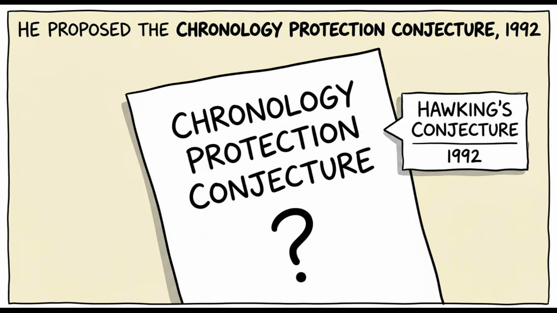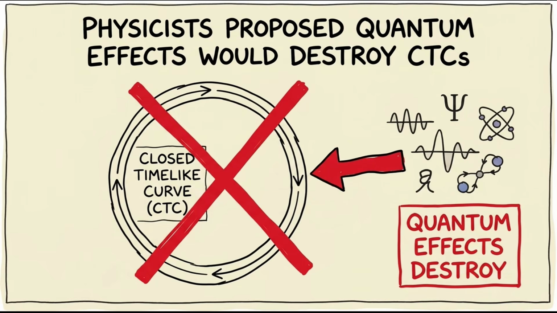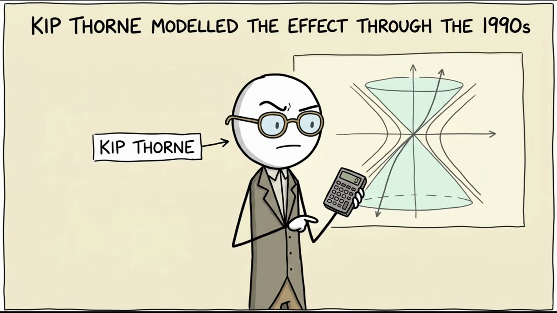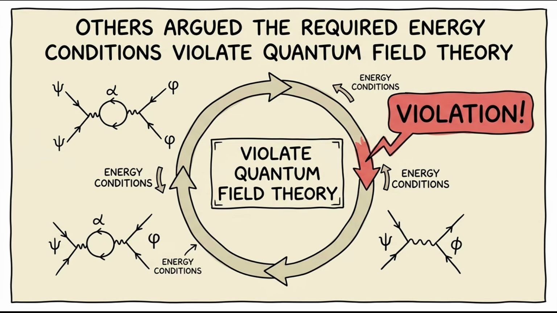He proposed the chronology protection conjecture in Physical Review D in 1992. He could not prove it. Physicists proposed that quantum effects would destroy any closed time-like curve before a traveler could use it. Kip Thorne at Caltech modeled the effect through the 1990s. In some cases, the curves collapse. In others, they don't. Others argued the required energy conditions violate quantum field theory.